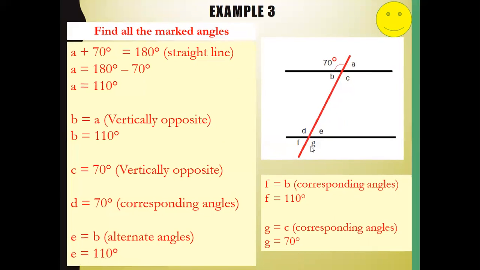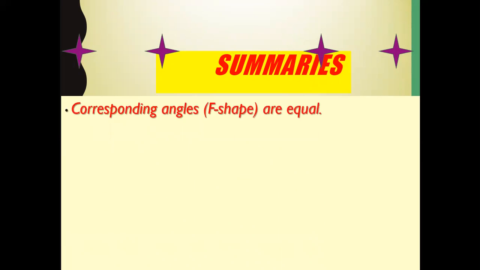Okay, so let's go on and let's summarize the concepts that we've looked at today. So first of all, we have said that corresponding angles form an F shape and they are equal. Now we talked about how corresponding angles are angles that occur at the exact same position. Okay, so if one is on the left side of the transversal and below the parallel line, the other must be on the left side of the transversal and also below the parallel line, not something else. Okay, so that's what we said about corresponding angles. Remember that they are equal.